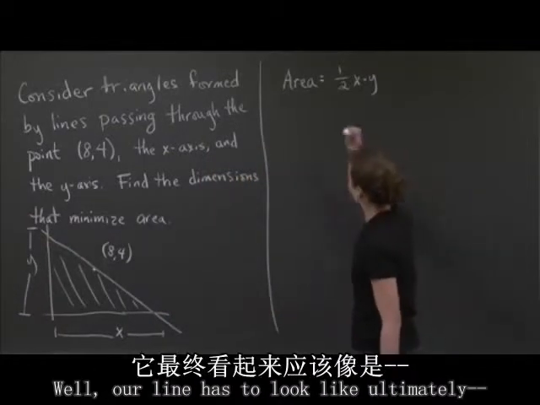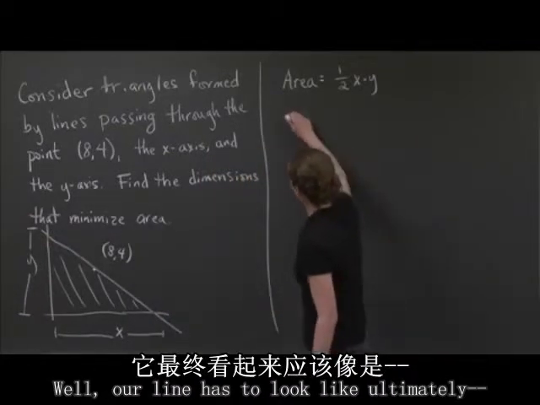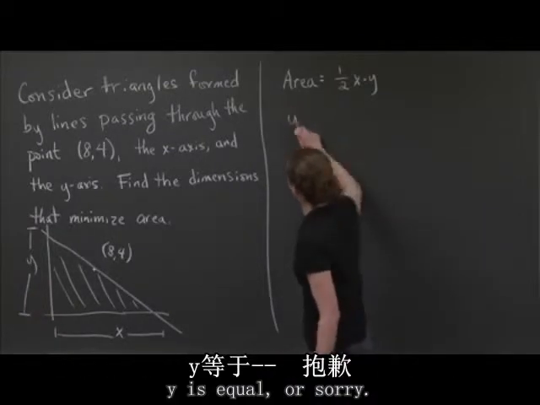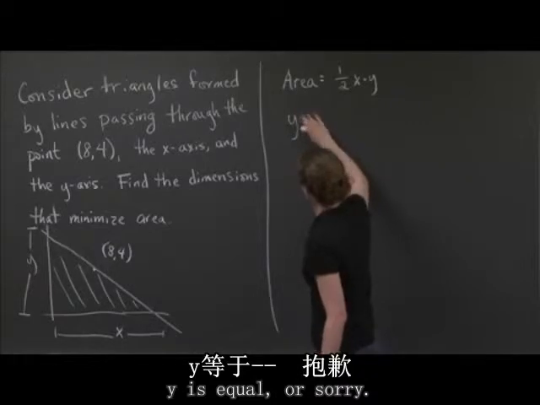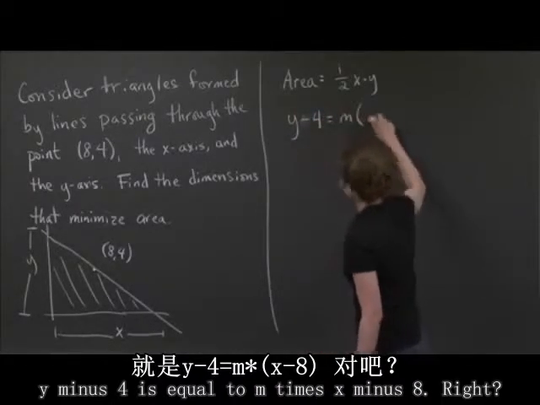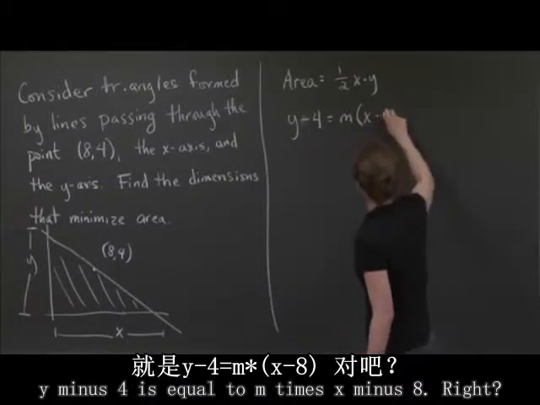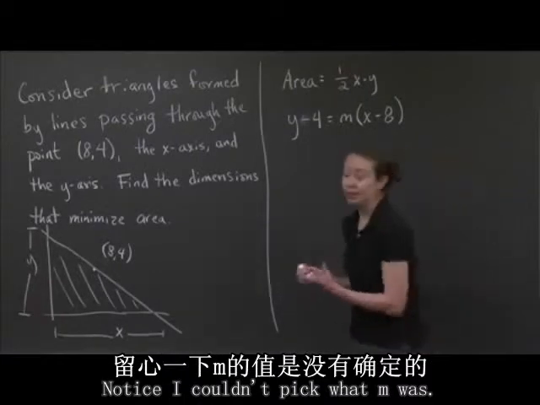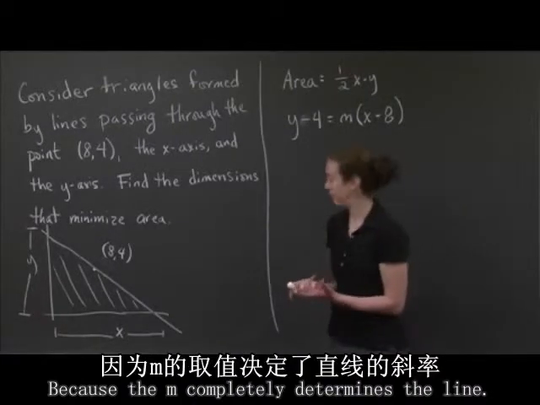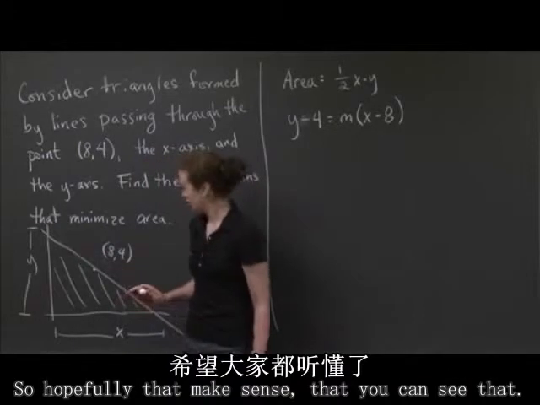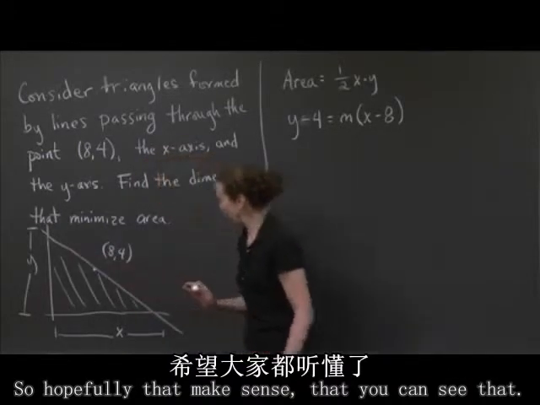Well, our line has to look like, ultimately, let's do the point slope form. Y minus 4 is equal to m times x minus 8. Notice I couldn't pick what m was because the m completely determines the line. So hopefully that makes sense that you can see that.